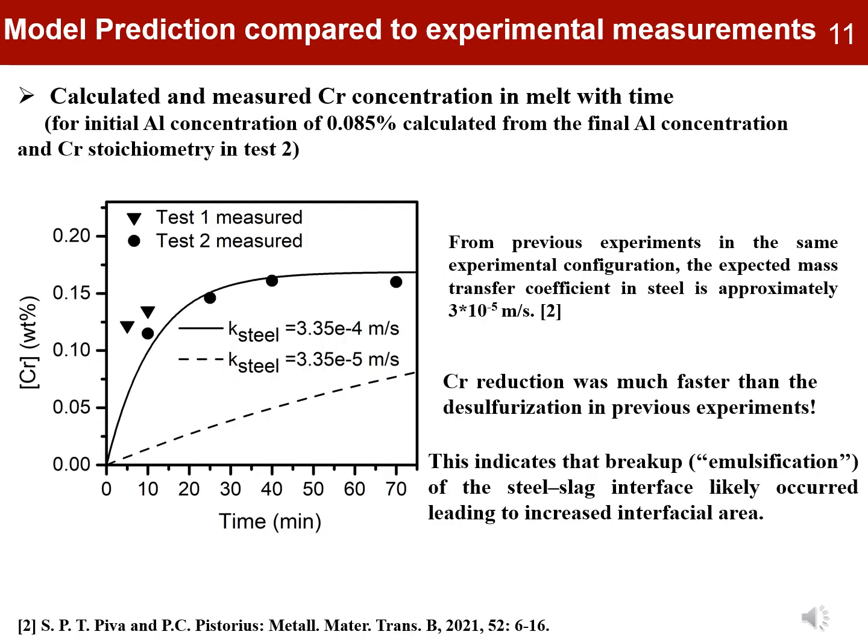So, firstly, let's look at the chromium pickup. These are the data points from the measurements of the 2 tests. 2 mass transfer coefficients were tested in the modeling. The coefficient of 3 times 10 to the minus 4 liters per second did agree reasonably well with the experimental results, which means the chromium reduction was much faster than the desulfurization in our previous experiments. The break-up of the steel-slag interface likely happened and increased the interface area during our chromium reduction experiment.